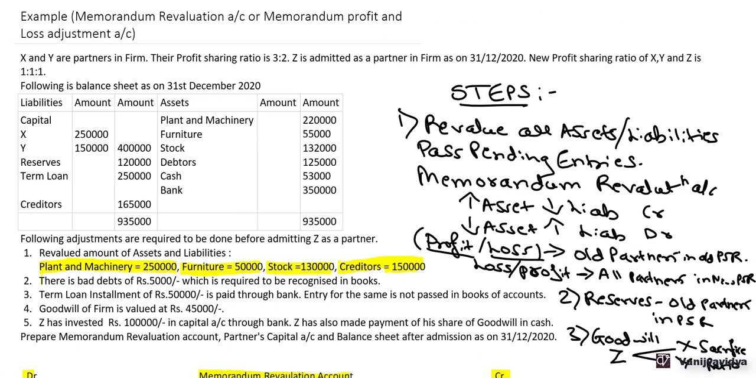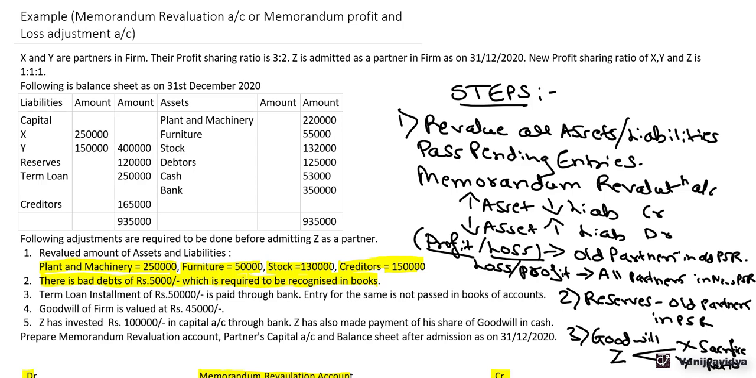Next, there is a bad debt of 5,000 which is required to be recognized in the books. Now 5,000 is the bad debt. So entry for the bad debts will be bad debts account debit to debtors account, right? And this bad debts would have been written off in the revaluation account. Now what we will do is, instead of writing it off in the revaluation account, we will just write it in the memorandum revaluation account. Now this entry for the bad debt, that is bad debts to debtors, this entry we will not pass it.